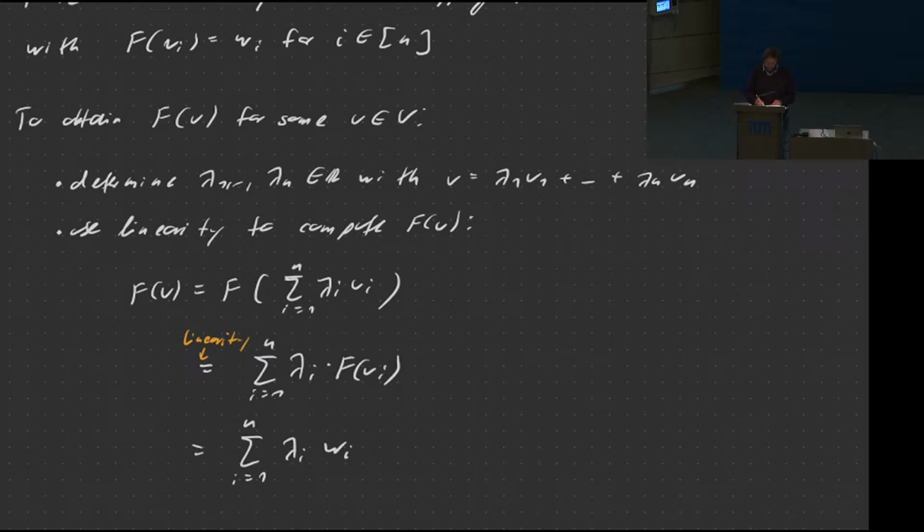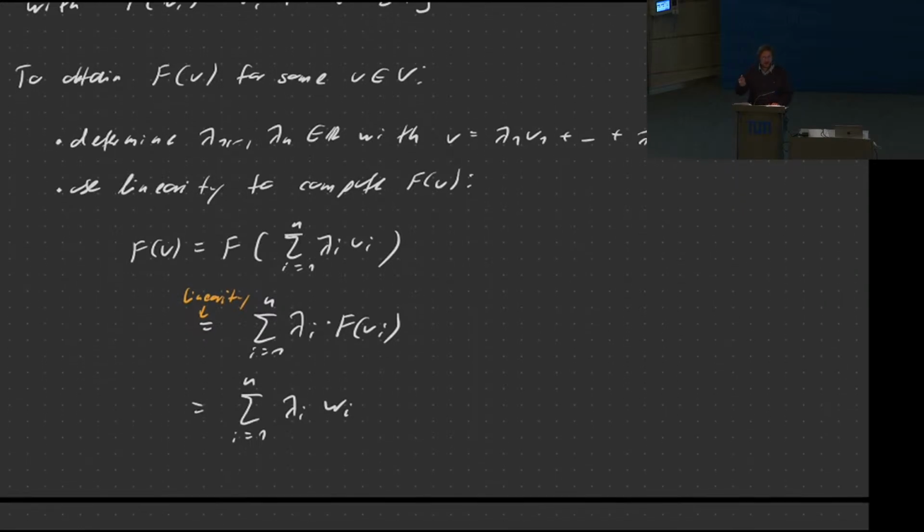Because if we want to compute the image of some arbitrary vector v in the domain, what we can do then is we can determine a linear combination of the basis vectors that represent v, right? The basis generates the whole space, so there must be some coefficients, lambda 1 to lambda n, such that this is true. The basis is linearly independent, so there is exactly one choice of lambdas that does this, right? You don't have a choice here. There's only one possible choice for the lambdas. That is what makes it unique.